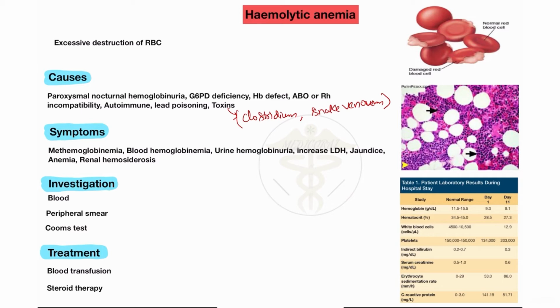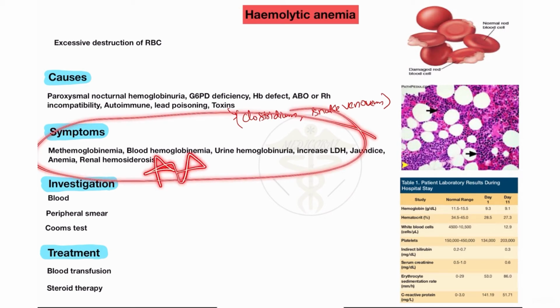What are the symptoms in the patient of hemolytic type of anemia? Symptoms like methemoglobinemia, which I already discussed. Methemoglobinemia and hemoglobinemia occur in the patient, and hemoglobin is also found in the urine. The LDH level increases in the patient of the hemolytic type of anemia. Jaundice, anemia and renal hemosiderosis occur in the patient. So please learn these symptoms.